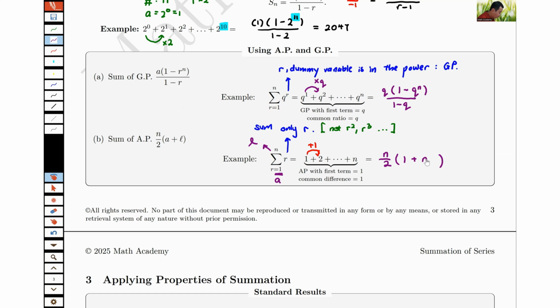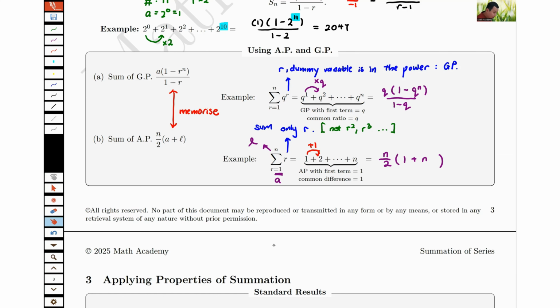Okay, what is important are these two formulas. I suggest you memorize them, but after a while, you will be familiar. These two formulas are both not in the formula list. And when do we apply them? You apply when you see r as the dummy variable in the power, or r is standalone in the sum.